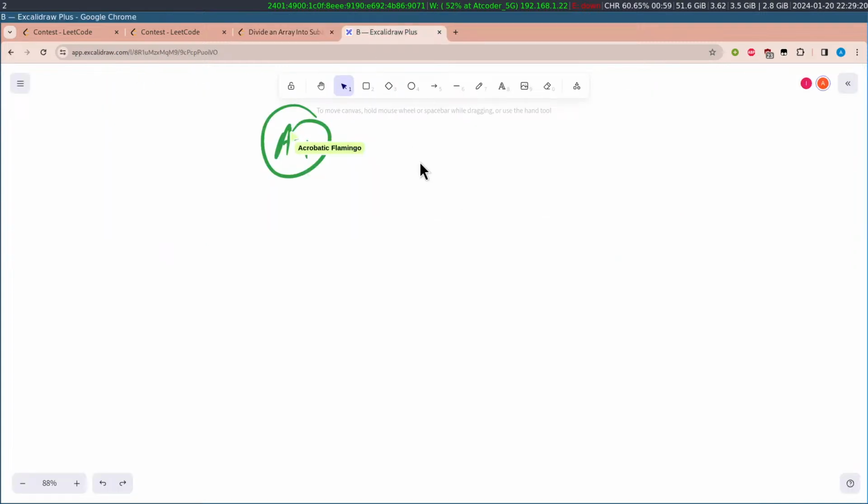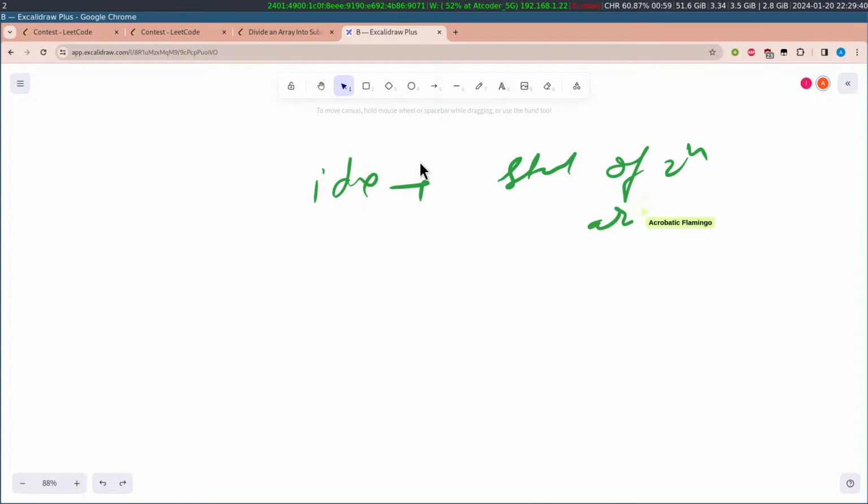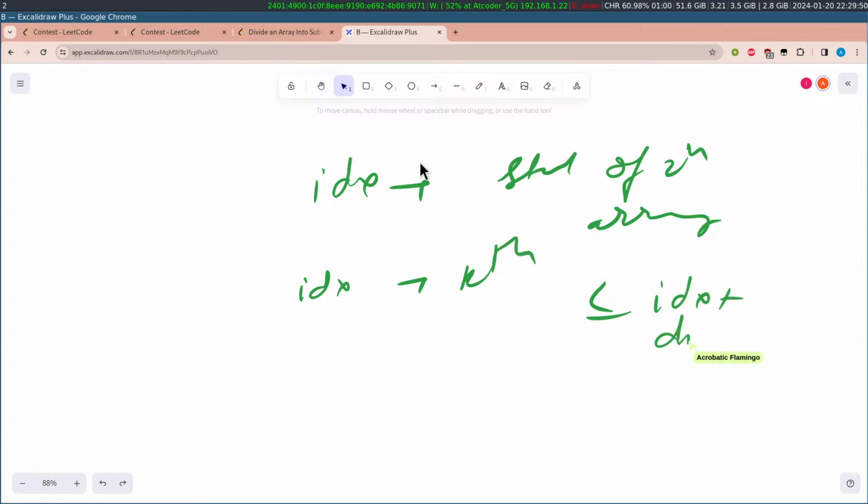So what we can do is fix the starting index of the second element. Let's say we have fixed idx as the starting element of the second array. Then we know that the starting index of the kth element should be less than or equal to idx plus distance.